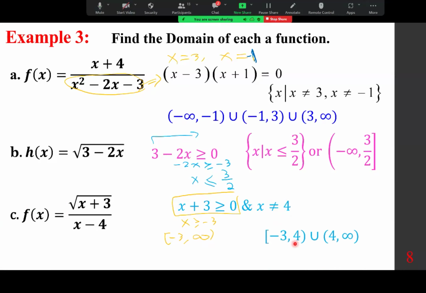How? This way. We say from negative 3 to 4, union 4 to infinity. Negative 3 endpoint is included, but 4 is not included. We use parentheses. So this becomes the answer. Again, I believe it's pretty straightforward, everybody.